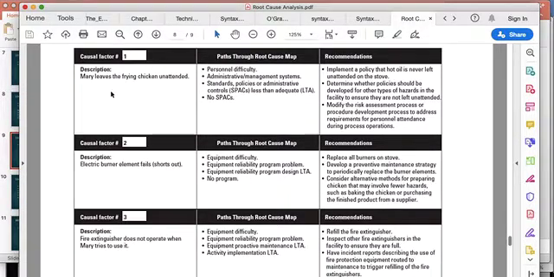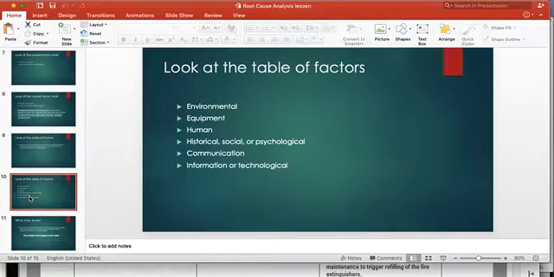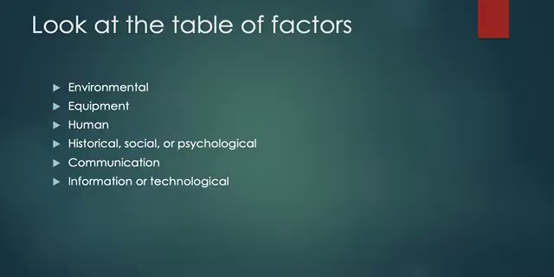Okay, so there are different types of factors here. And I've written a few of these types here. There are environmental factors, equipment factors, human factors, historical, social, or psychological, communication, information, or technological. So pause the video and just read through those. What do you think each of these means?